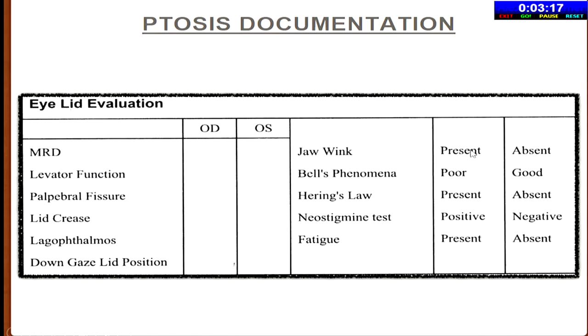Jaw winking is an aberrant regeneration between the trigeminal nerve and the third nerve. Bell's again, if the Bell's is poor, it's a relative contraindication for any ptosis surgery. Look for Hering's law, and also ask the patient to look up for 30 seconds and see if the lid droops slowly. That means there may be ocular myasthenia, and also look for fatigue.